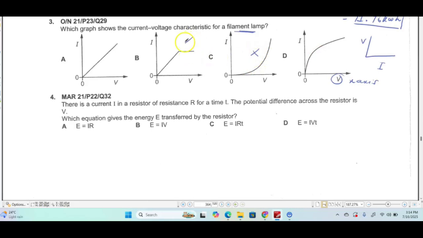So this is wrong, this is wrong and this is wrong as well. So one point you should remember is that in a filament lamp, in the current and voltage graph, the resistance increases and it curves towards the voltage axis, so you will have no problems regarding this. Okay?